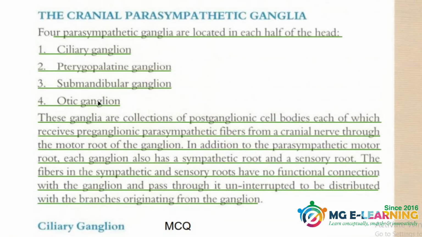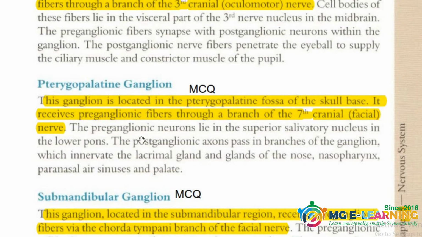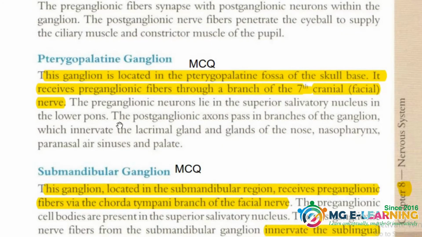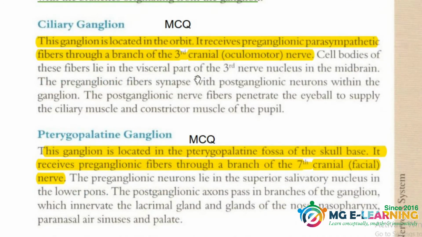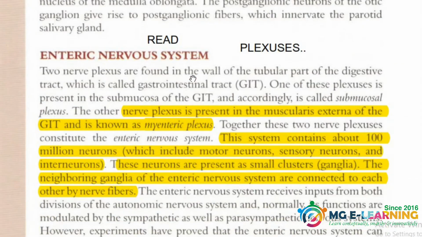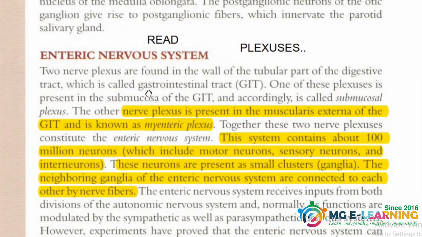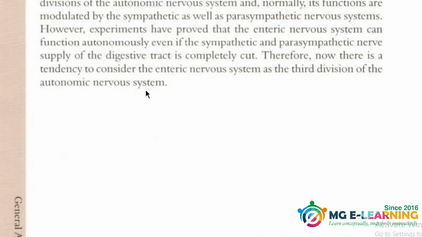These ganglia are important for your MCQs. They are different ganglia of the parasympathetic system, and where they are located is important for your MCQs. Enteric is again important for your reading, and the plexuses, like the myenteric plexus, are important. So that's all about Chapter 8.